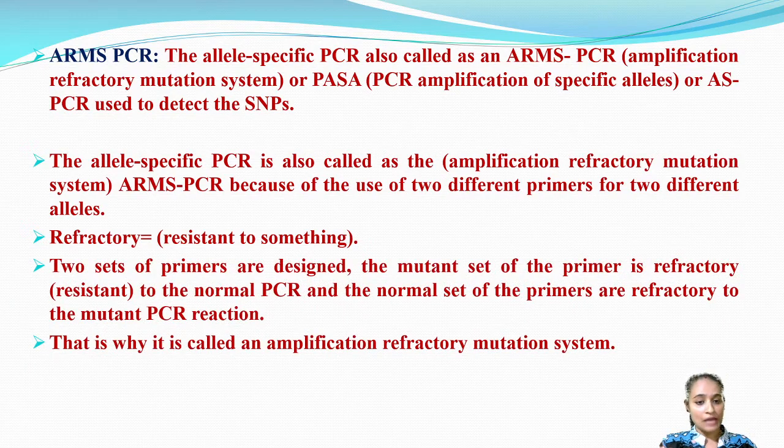Now two sets of primers are designed in this PCR. The mutant set of the primer is refractory, that is resistant to the normal PCR, and the normal set of primers are refractory to the mutant PCR reaction. That is why it is called Amplification Refractory Mutation System.